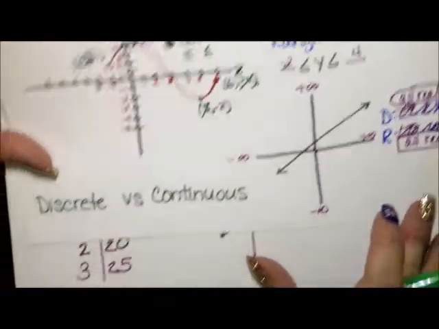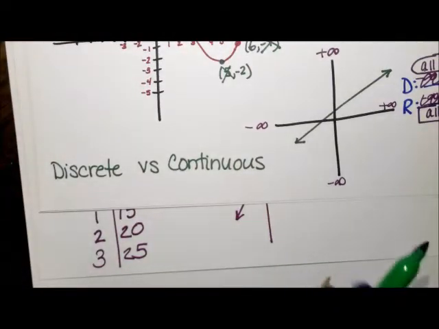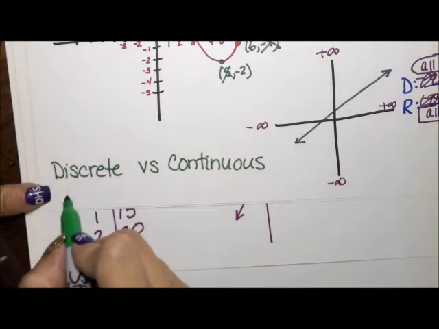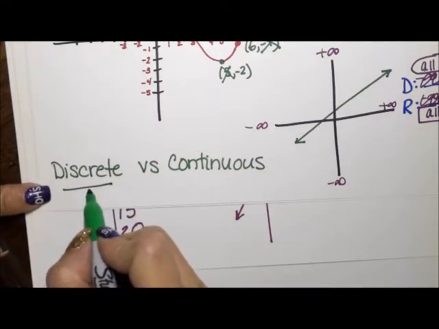Right here, discrete and continuous. Discrete. Tell me something that is discrete. M&M's in a jar. That would be discrete. Cars in a parking lot.